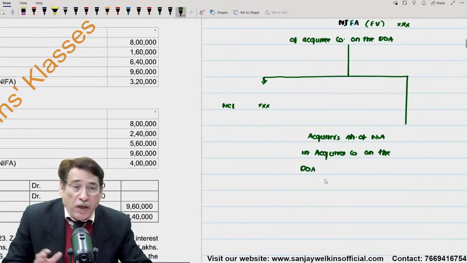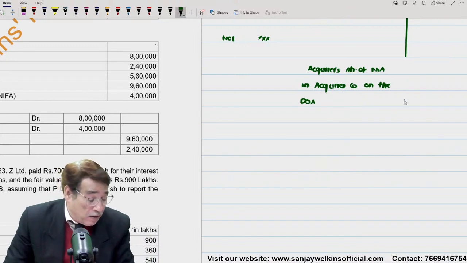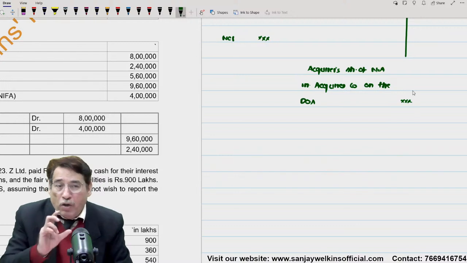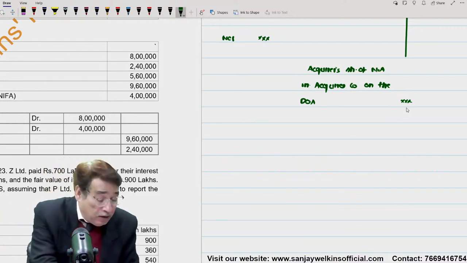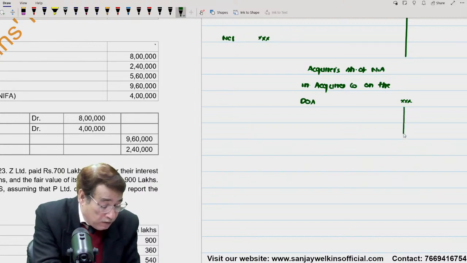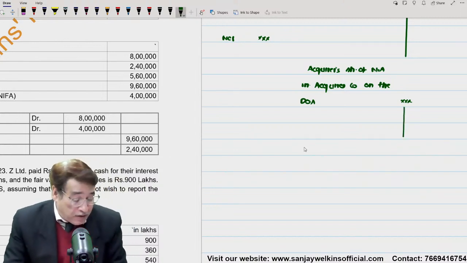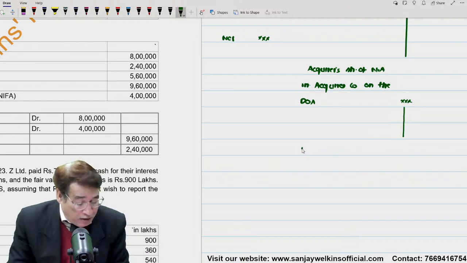So whatever remaining assets will be there, that means this much of asset actually belongs to the acquirer company. Now you are going to compare this value with the consideration which you have paid. Consideration.